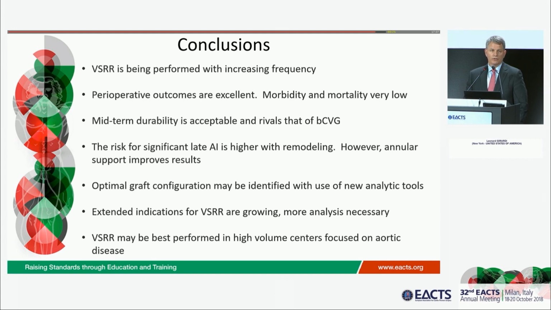The midterm durability at 5 and 10 years appears to be pretty good and certainly rivals that of a biological composite. More data will need to be collected over time. The risk for significant AI without stabilization of the annulus is higher after remodeling, but if you use annular stabilization, the curves seem to be pretty close. But the optimal graft configuration has yet to be identified, straight tube versus Valsalva graft. New analytics will allow us to figure that out over time.